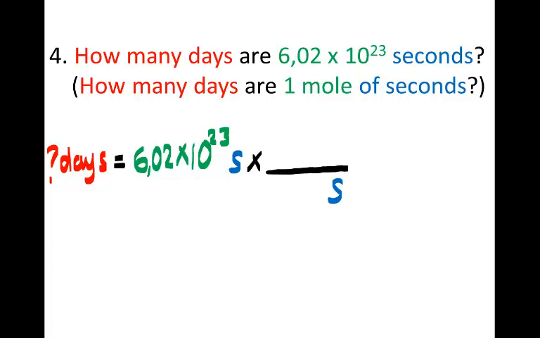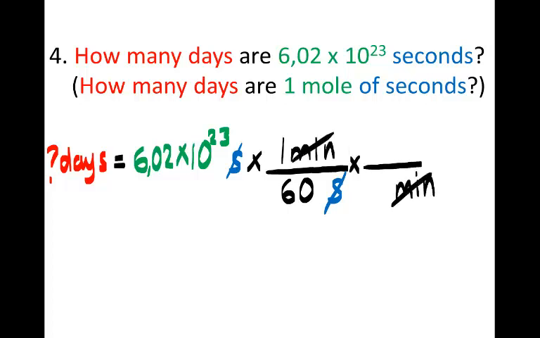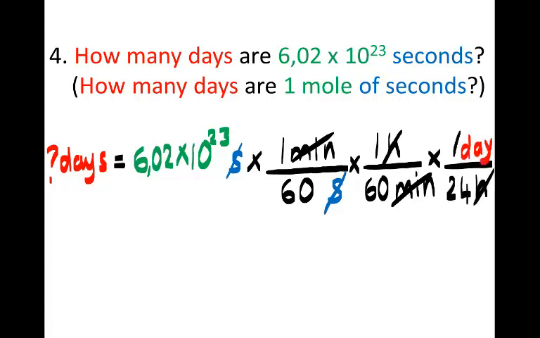We need to get rid of seconds. We actually want days at the top, but maybe we don't know how many seconds make up a day. But we know that 60 seconds make up 1 minute. And we know that there are 60 minutes in 1 hour. And we know that 24 hours make up 1 day. So at last we've got days at the top. We've got rid of all the other units.